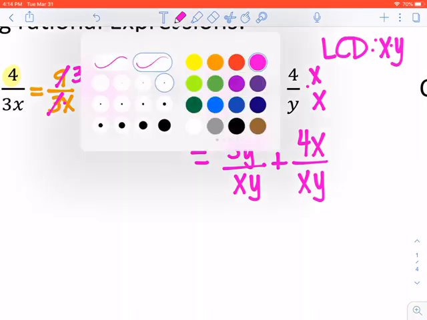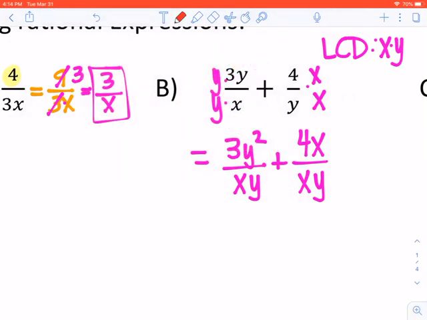Okay? And then you are just multiplying each fraction by what is missing. So the first fraction was missing a y, so I multiplied by y over y. In the second fraction, we were missing the x for the denominator, so I multiplied by x over x. And now we have this common denominator, x times y and x times y. That allows us to add the numerators together.